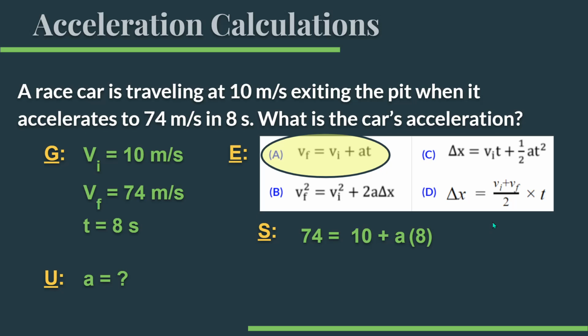The last S is to solve. We substituted, now we're going to solve. I'm going to subtract 10 from both sides. That gives me 64 equals 8 times A. Then to isolate this variable, we're going to divide both sides by 8, which gives us an acceleration of 8 meters per second squared.